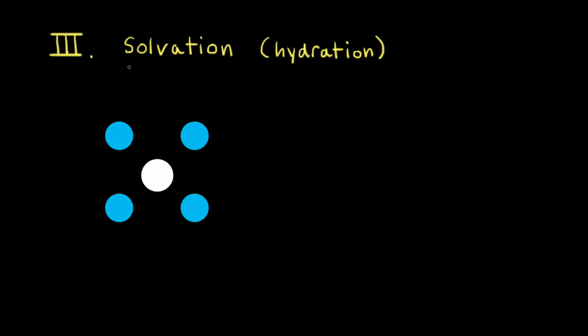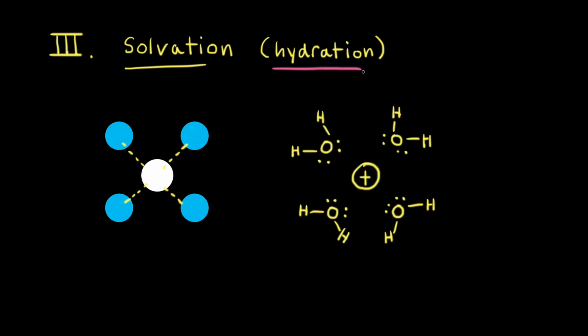The third step is called solvation, which refers to the interaction of the solute and the solvent. So imagine there's an attractive force between this white solute particle and these 4 blue solvent particles. If the solvent is water, this process is called hydration. And if we think about, say, a positive cation interacting with water, since opposite charges attract, the positive cation is attracted to the negative end of the water molecule. Since we have a positively charged ion interacting with water, which is a polar molecule with a dipole moment, this type of interaction is called an ion-dipole interaction.